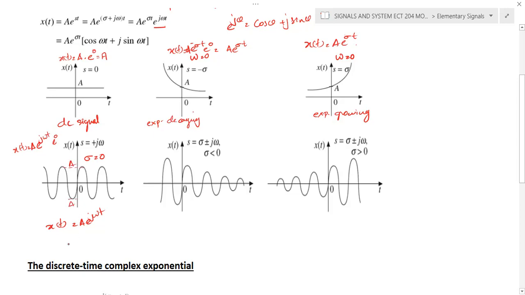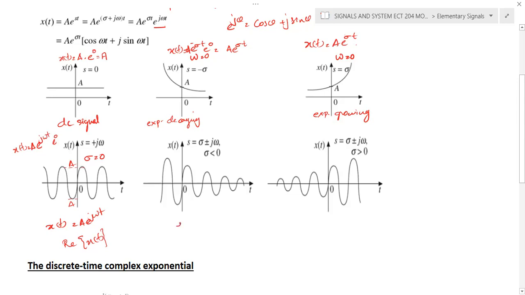Okay, if you are plotting the real part only. So if you are plotting the real part of x of t. Okay, and now we'll discuss another case where the sigma value is less than 0.